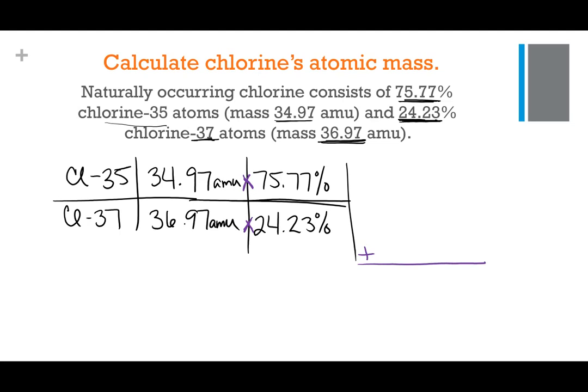When I go to calculate this, I'm going to type into my calculator 34.97 times, and am I going to type in 75? No, I'm going to type in the decimal form of that. So I'm going to type in 34.97 times 0.7577, and I get 26.50. So I round it up.